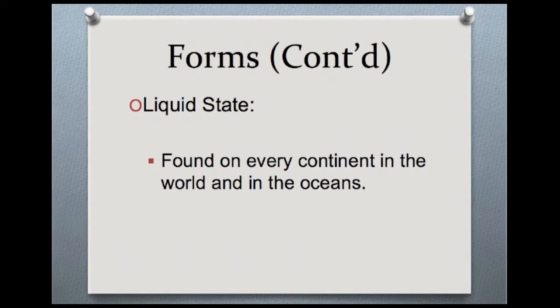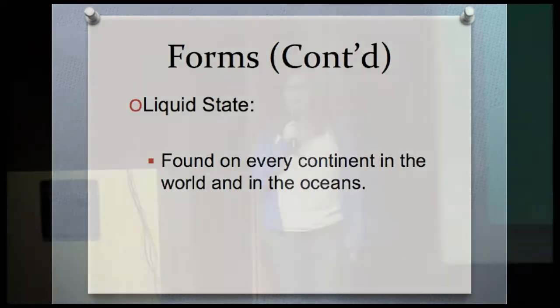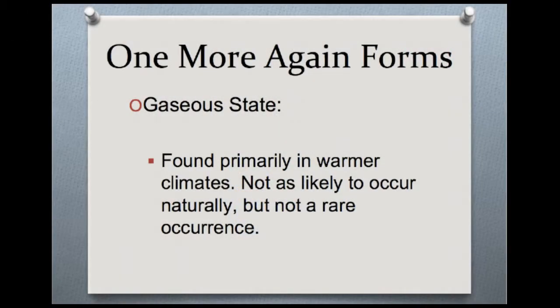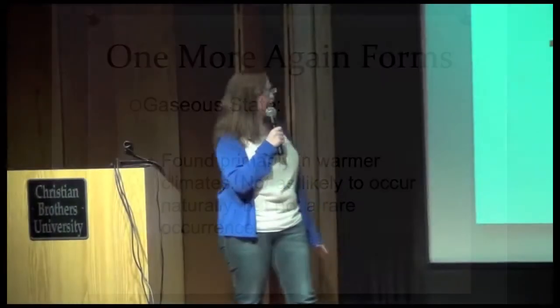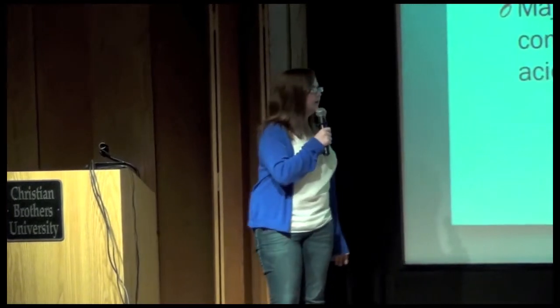In the liquid state, it is found on every continent, and it's found in the oceans. And it can do horrible things. It damages electronics. It's fatal if you inhale it. So be very careful if you do run into any liquid dihydrogen monoxide. And in the gaseous state, it can cause severe third-degree burns. It can be found naturally, but it's primarily just something that people do themselves. So be very careful. Here are some of the effects of dihydrogen monoxide.